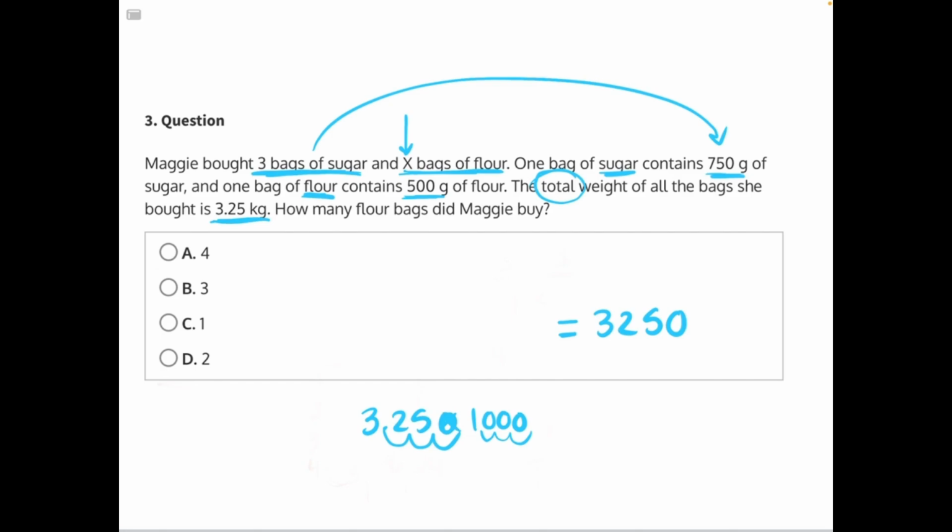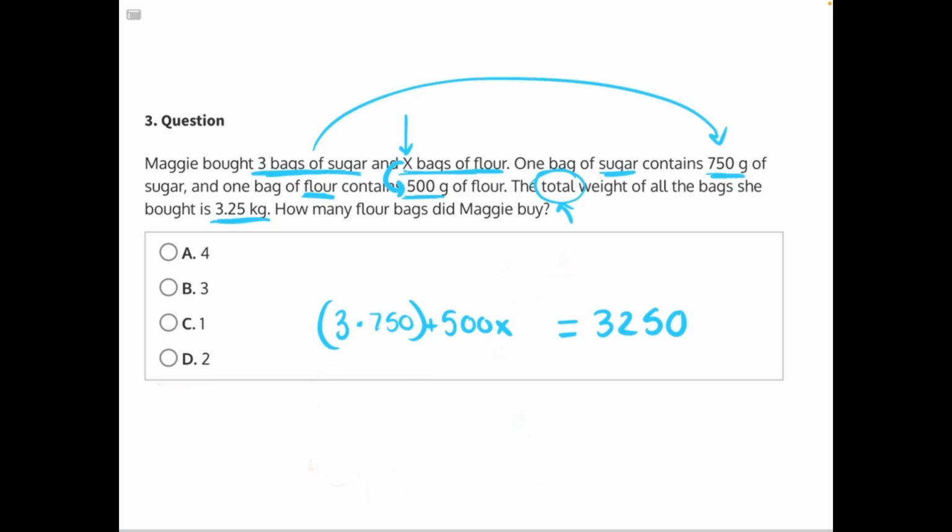We have 3 bags of sugar, and each bag of sugar is 750 grams. Each means to multiply, so we need to do 3 times 750. Then we have X bags of flour, each weighing 500. So this is going to be 500 times X. And these are going to be added together because we're, again, taking the total.